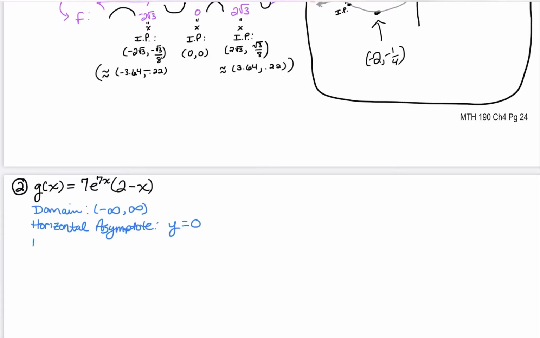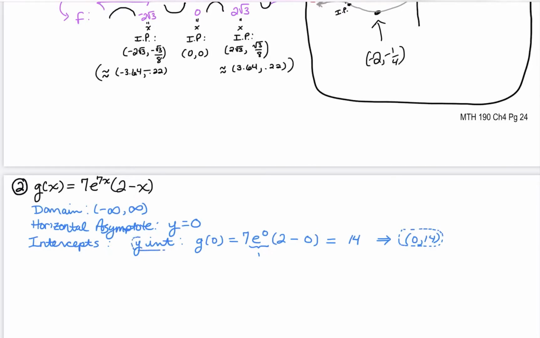All right, let's look at the intercepts. It's always nice to have a couple points potentially to plot. So first, let's look at our y-intercept. Remember, the y-intercept is where you sub in 0 for x and solve for y. So you're going to have 7e to the 0 times 2 minus 0. Well, e to the 0 is 1. And so we're going to have 7 times 2, which is going to be 14. So there would be a y-intercept at (0, 14). That's useful information, again, as we pull this all together and sketch the graph, along with the horizontal asymptote at y equals 0.